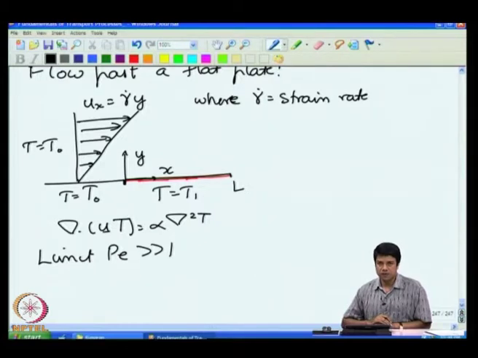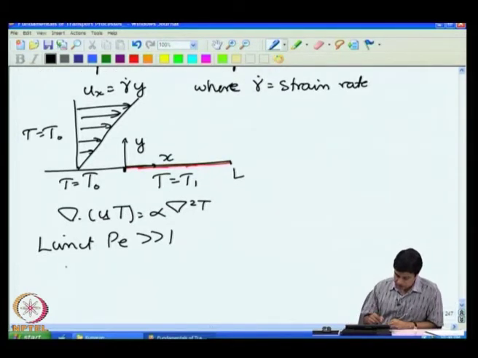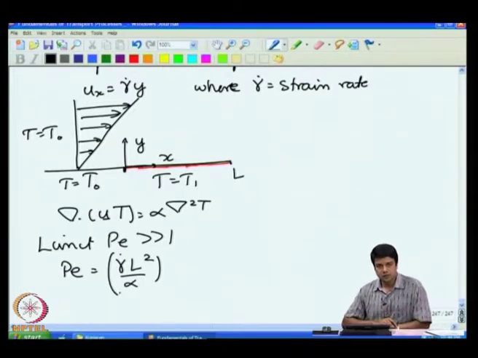u x is equal to gamma dot times y. So, the strain rate gamma dot has dimensions of inverse time, because velocity, which is length per unit time, is equal to gamma dot times the length. Therefore, the strain rate has dimensions of inverse time. That means I can create a dimensionless number, the ratio of convection and diffusion: the Peclet number is equal to gamma dot L square by alpha. So, this gives me the ratio of convection and diffusion in this particular case.